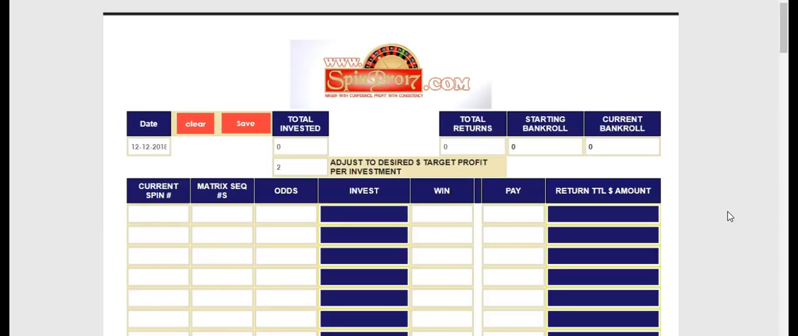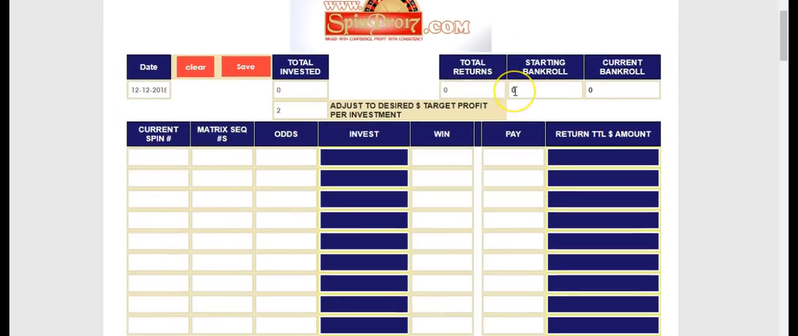Okay, so the first part of this is understanding the matrix calculator. Now, this is extremely important. The first thing you do is obviously, you're going to set a bankroll. Let's say we're going to use $1,000. In this case, because of the demonstration we're going to be using, we're using a minimum of $1 units.